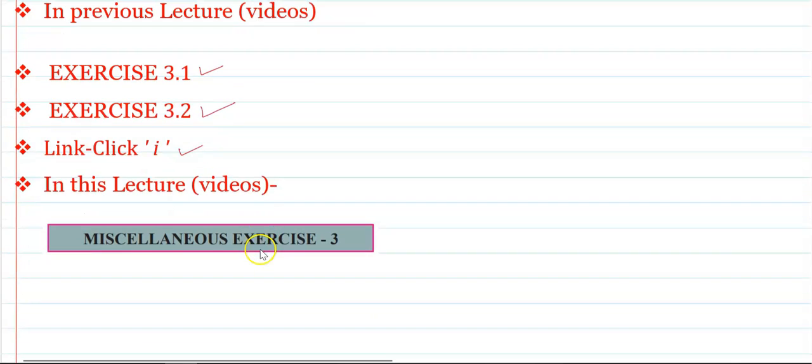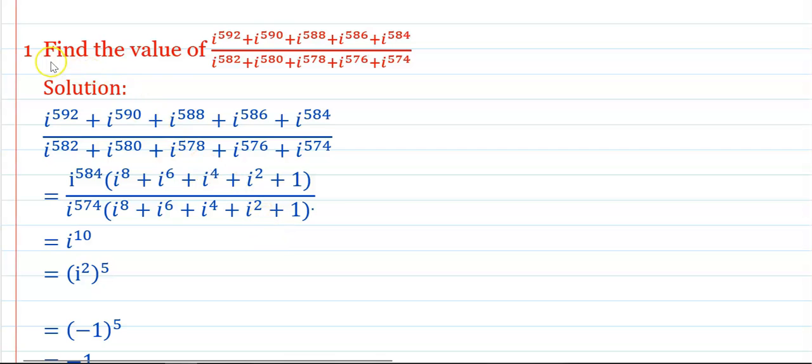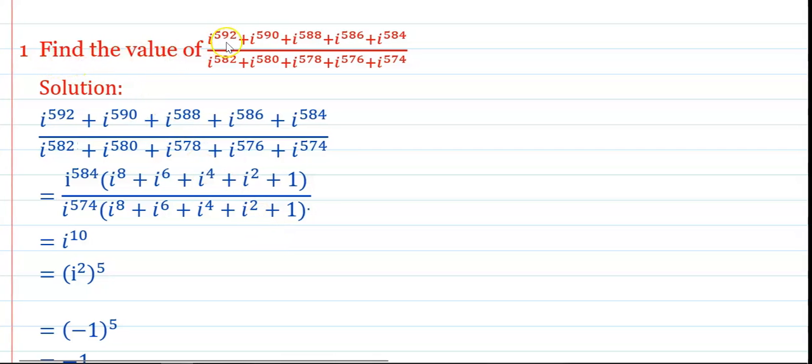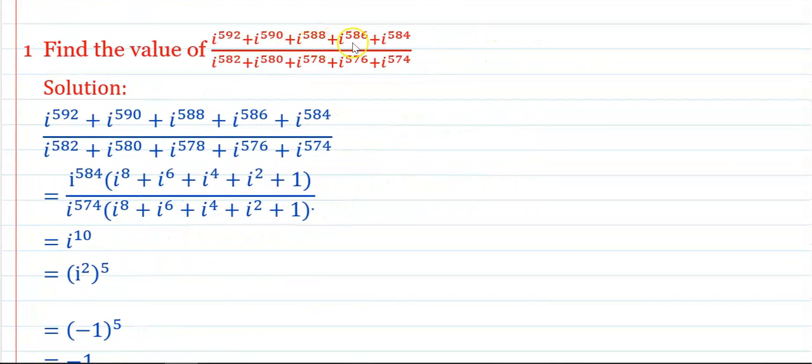Now let us start here the miscellaneous exercise 3. Okay. Find the value of i raised to 592 plus i raised to 590 plus i raised to 588 plus i raised to 586 plus i raised to 584 upon i raised to 582, i raised to 580 plus i raised to 578 plus i raised to 576 plus i raised to 574.